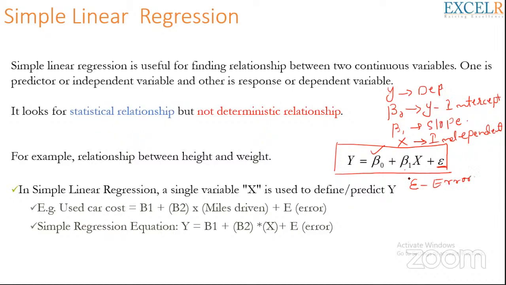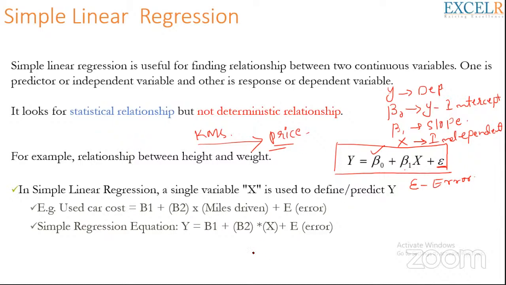Now, for example, I have a used car. I want to find out the cost of the used car based on one parameter. I have the number of kilometers, for example. Based on this number of kilometers, I want to find out the price of the car. How can I do that? Yes, use this regression equation.